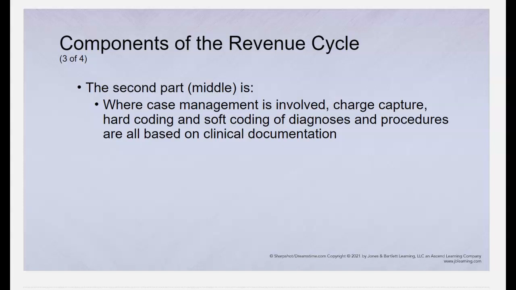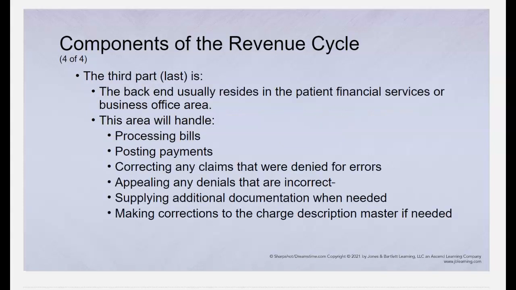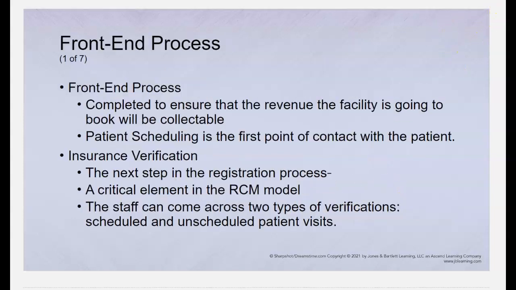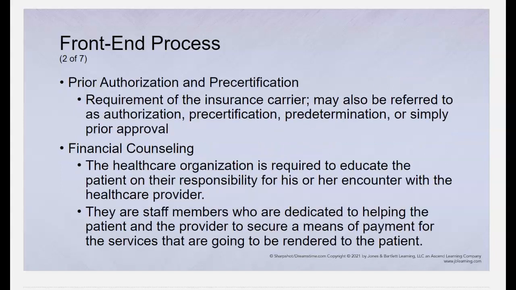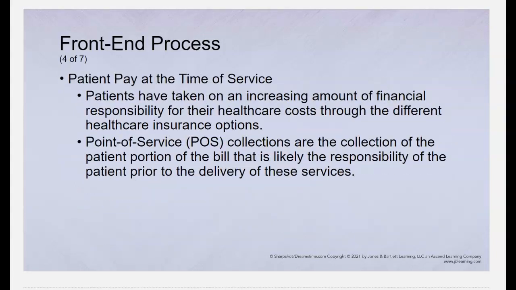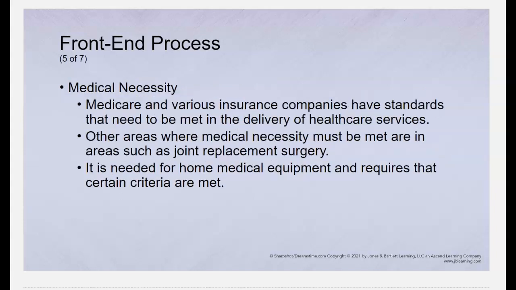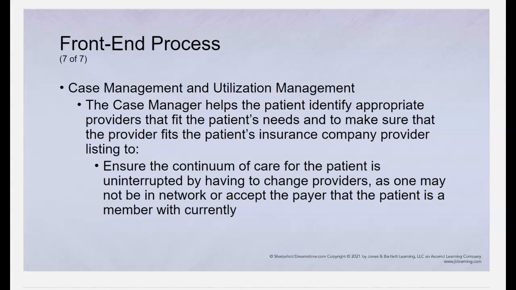Utilization management is also on page 181. It goes into that. The third part is the back end. This is the area where they process bills, post payments, and correct any claims. Insurance companies will deny many times, so the back end, as part of the revenue cycle, is where this type of stuff occurs. So here's another review of the front end process. There are 7 slides in this. Again, I'm not going to read it to you, but it's coming directly from the book also. Be sure to read both. Read the chapter and then review using this PowerPoint.